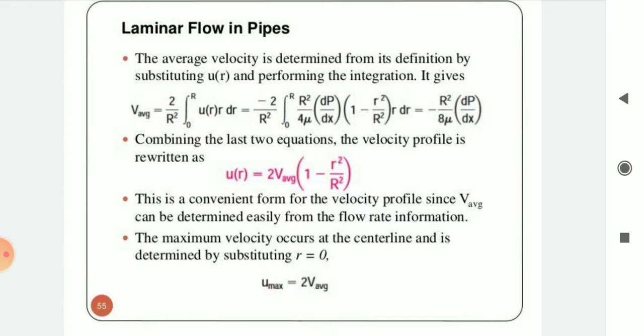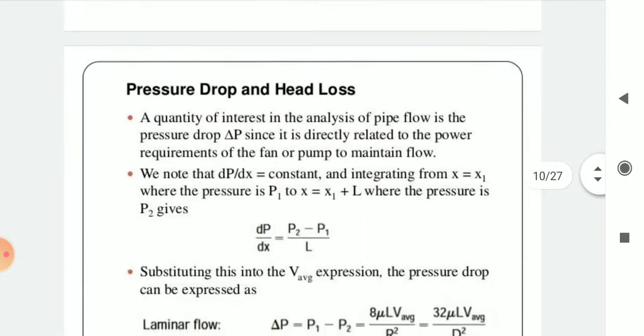Combining the last two equations, the velocity profile is rewritten as u(r) equal to 2 V average (1 - r²/R²). This is a convenient form for the velocity profile since V average can be determined easily from the flow rate information. The maximum velocity occurs at the center line and is determined by substituting r equal to 0. So u max is equal to 2 V average.